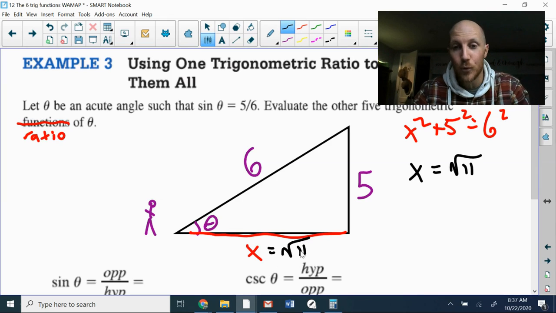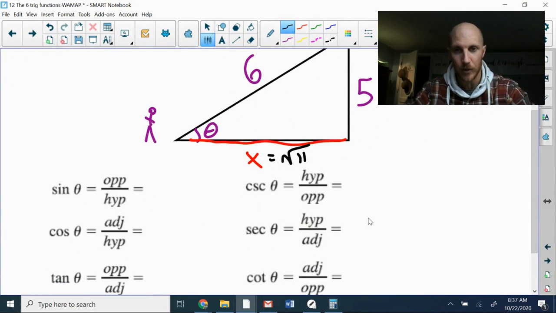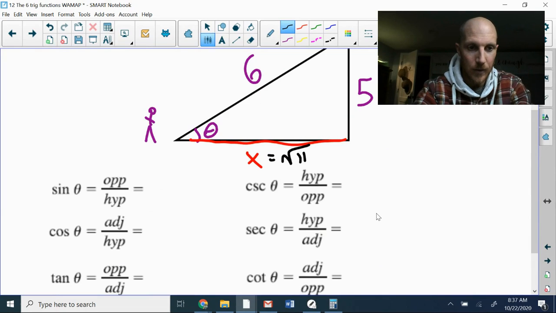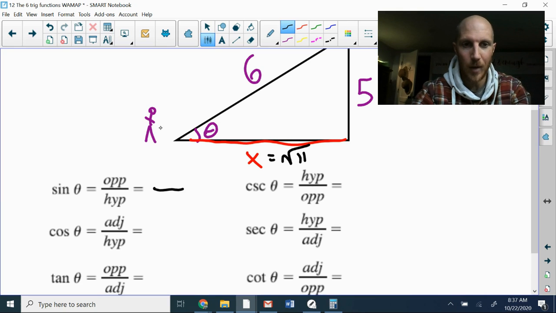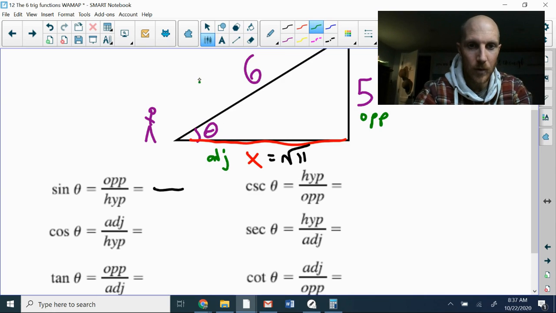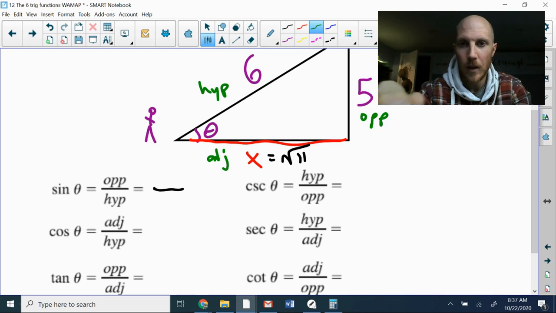All right, so now that I have all three sides of my triangle labeled, I can use them to create these ratios. So I'm going to scroll down here, and sine is opposite over hypotenuse. We know that because we just saw it like 2 seconds ago. And so to create this ratio, I need a fraction line, and I need to find the opposite side for my little graph walker. Opposite is 5. Could label them, in fact. Get a different color. Opposite, adjacent, hypotenuse.